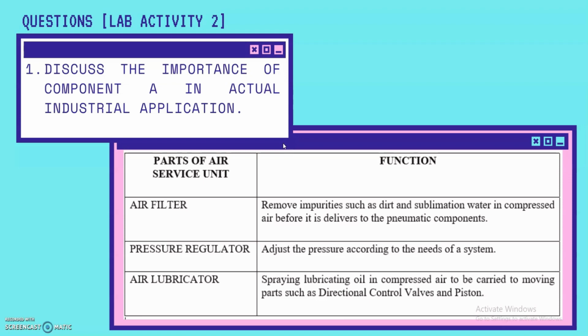There are several parts in an air service unit, which is called an air preparation system. So what are the parts? First is the air filter, then the pressure regulator, and the lubricator. The function of the air filter is to remove impurities such as dirt and sublimation water in compressed air before it is delivered to the pneumatic component. The function of the pressure regulator is to adjust the pressure according to the needs of the system. The lubricator will spray lubricating oil into the compressed air to be carried to moving parts such as the directional control valve and piston.